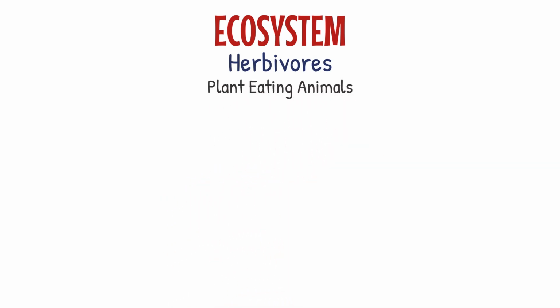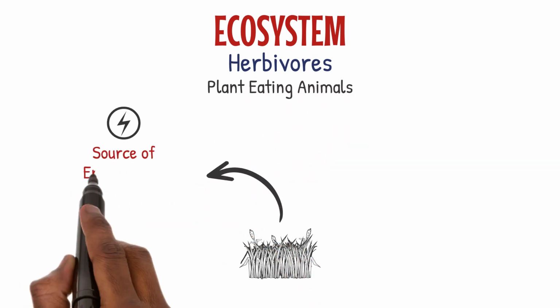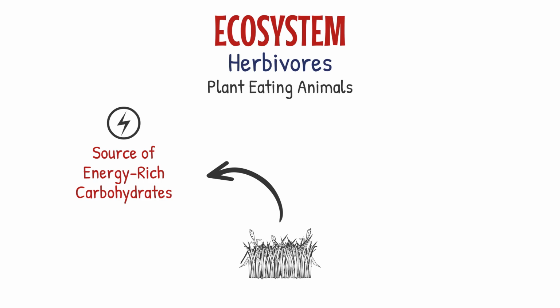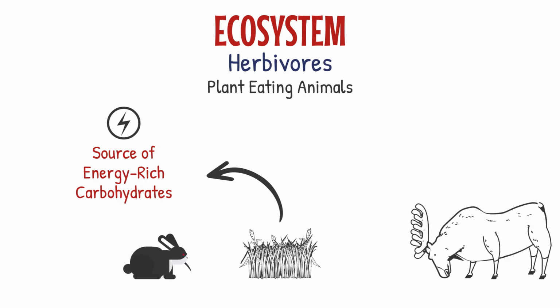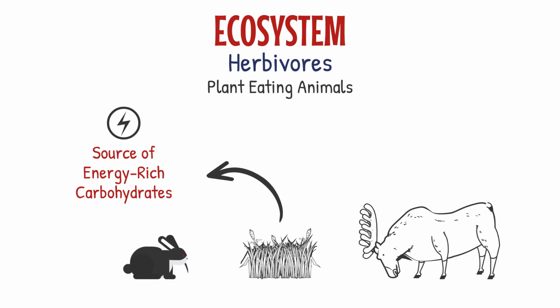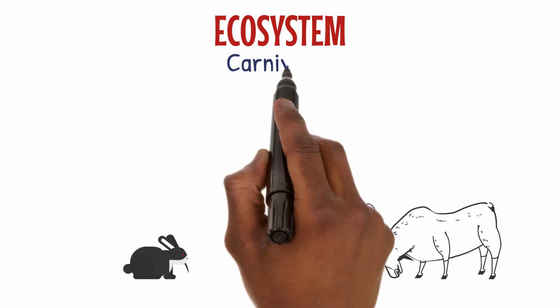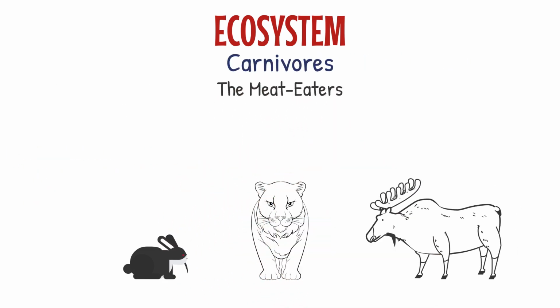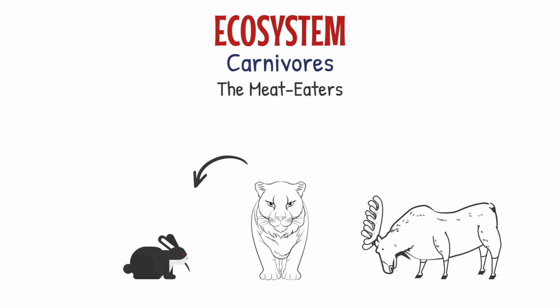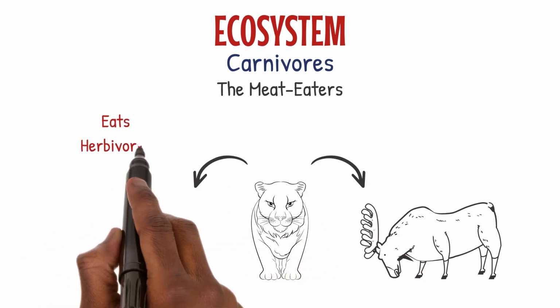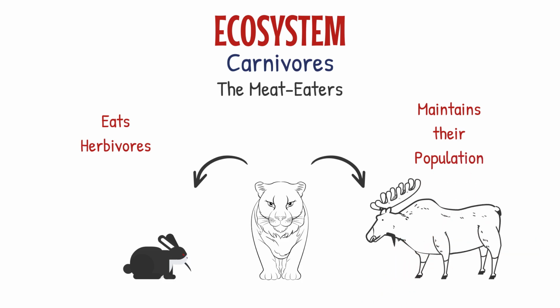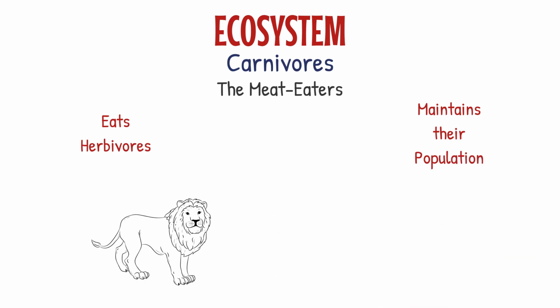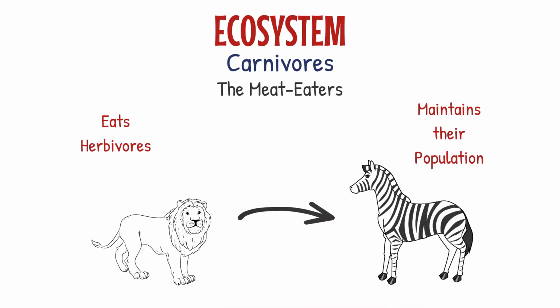Herbivores are plant-eating animals that directly consume the energy-rich autotrophs. Think of rabbits munching on juicy greens or deer grazing in the meadows. But wait, there's more. Enter the carnivores, the meat-eaters of the ecosystem. These fierce predators feast on herbivores, keeping their populations in check. Picture a lion prowling the savanna, ready to pounce on a zebra for its next meal.